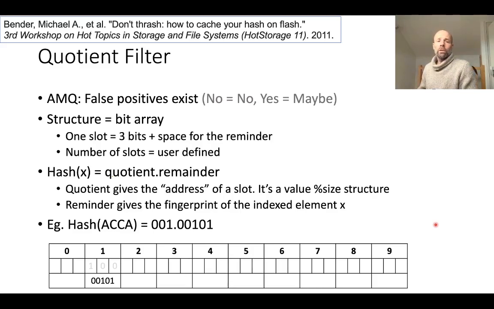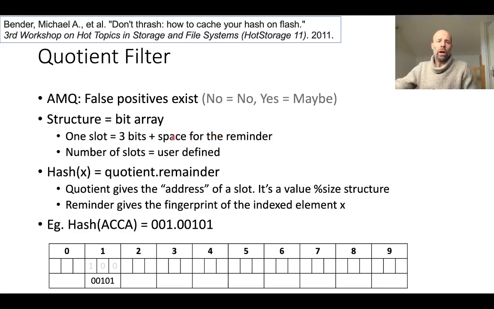What is a quotient filter? Basically, this is a simple bit array sliced into some slots, what we call slots here, and one slot has 3 bits plus some space for what is called the remainder. You define as a user the number of slots you want to use, and you also define the space for the remainder.